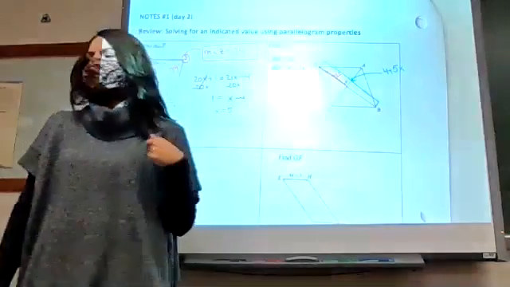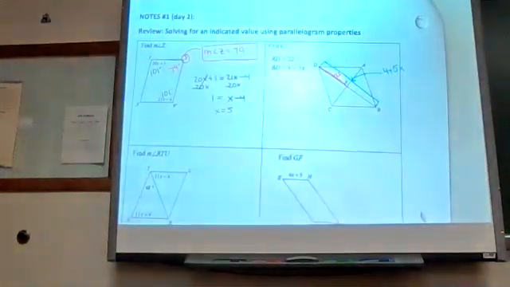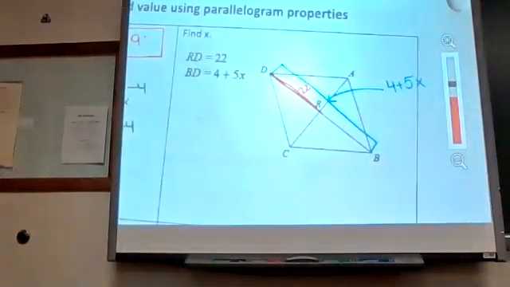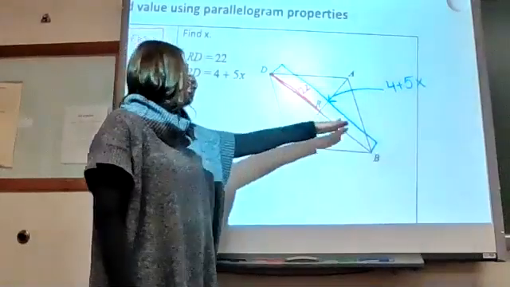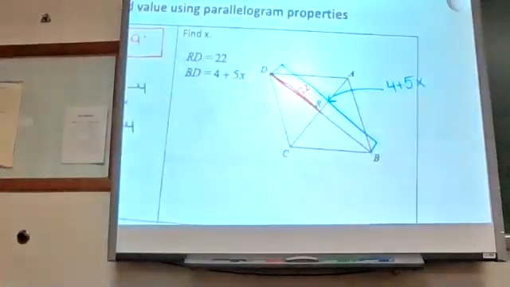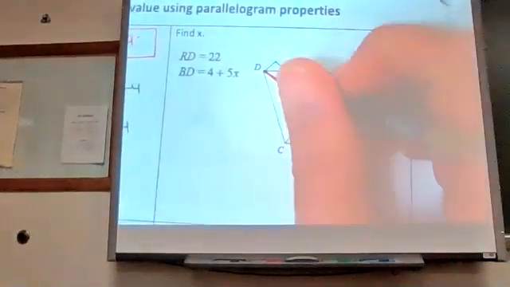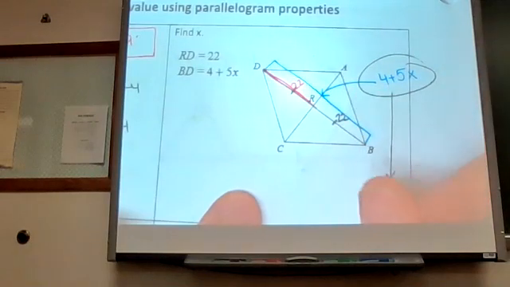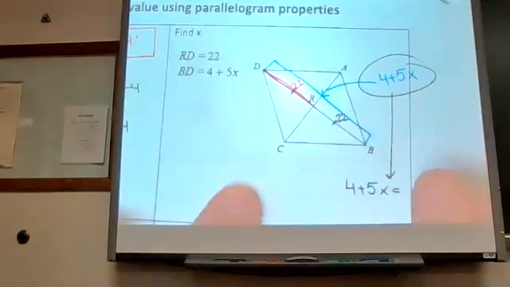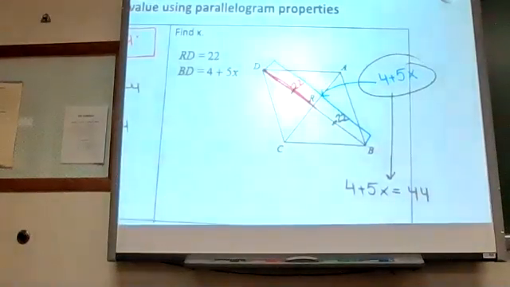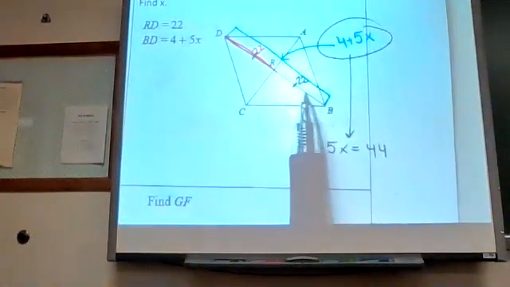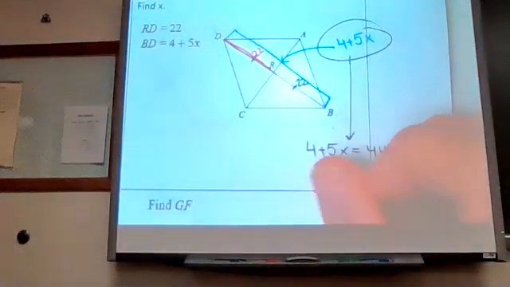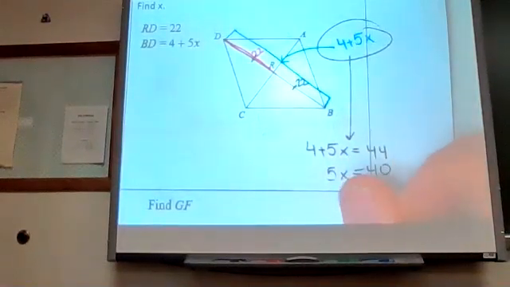Okay, well, what did we learn about our diagonals? What do they do? The diagonals are bisected each other, meaning that if this is 22, then this is 22. Okay, so if I know that this length is 22, I know that this length is 22, or in other words, I know that 4 plus 5x has to equal 44, because 22 and 22 together is going to give me 44. Or 5x equals 40 and x equals 8.